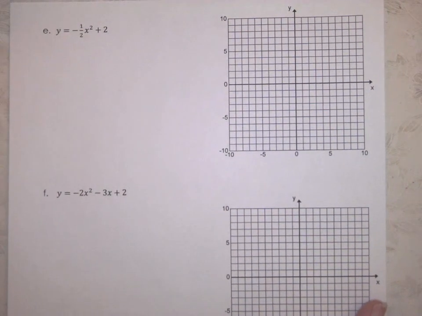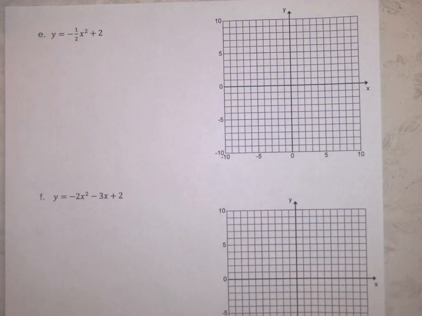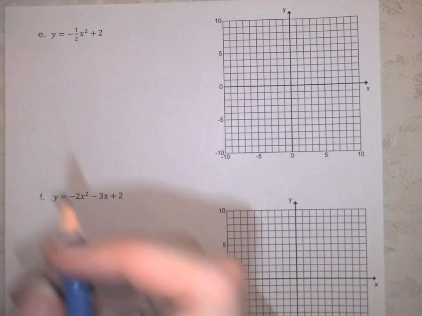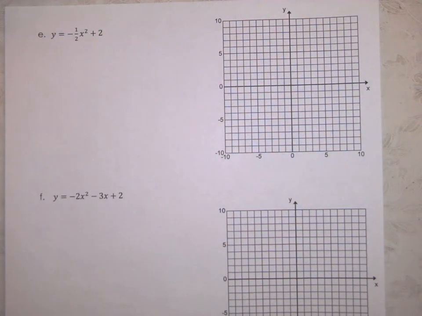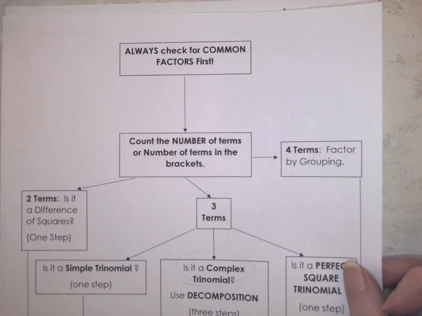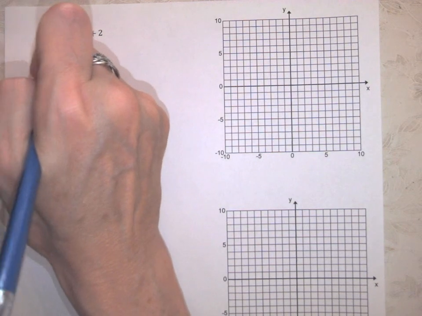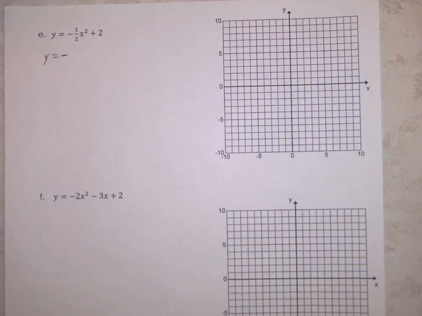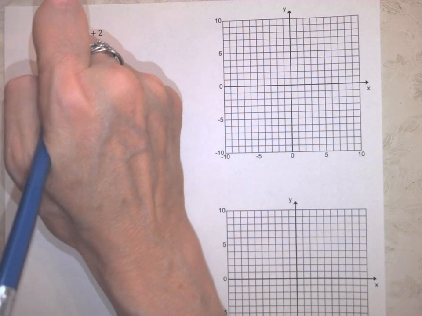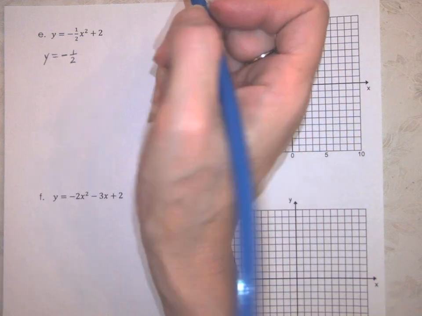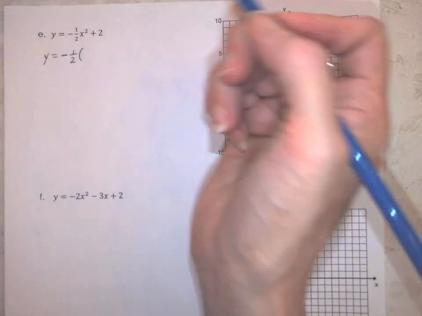y equals -1/2 x squared plus 2. So we want to put it into intercept form. So I'm going to check for common factors first. We always want to factor the negative out if there's a leading negative. And also if there's a half, you can always factor a half out. And we'll see why in a second.